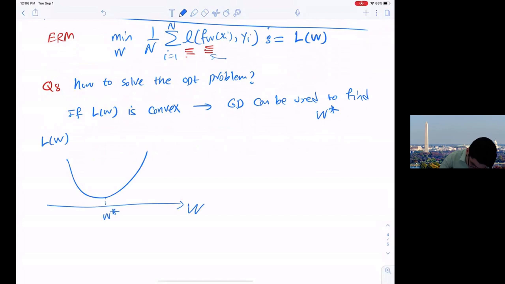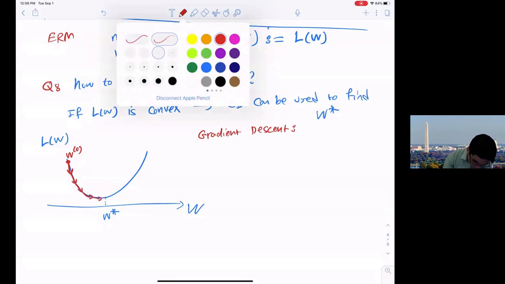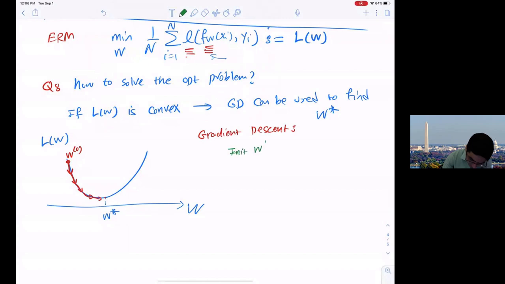The way that we will solve this problem, we'll start with some initial value for W, let's say W zero, and move in the opposite direction of my gradient. If my learning rate, my step sizes, are properly set, I'm going to converge to W star at the end of the day. So that's the gradient descent algorithm. We start with some random initialization for my weights, you can use Gaussians, and then the weights at iteration t plus one will be my weights at iteration t minus eta, which is my learning rate, times the gradient of my loss at the previous iteration.